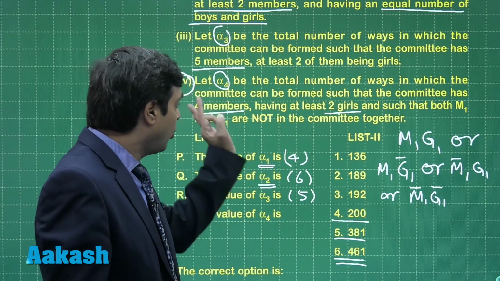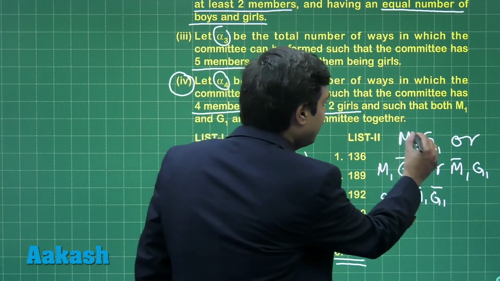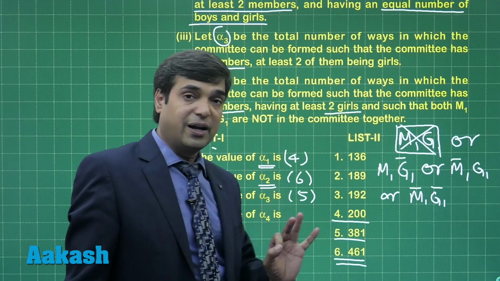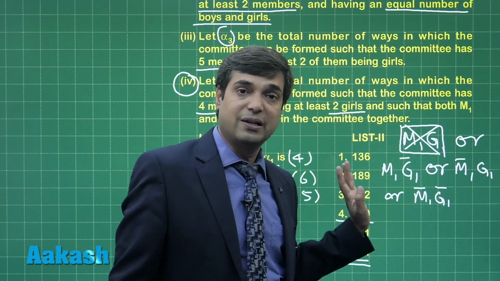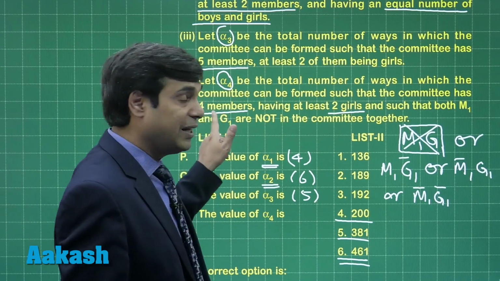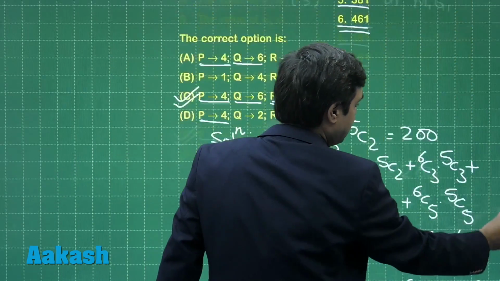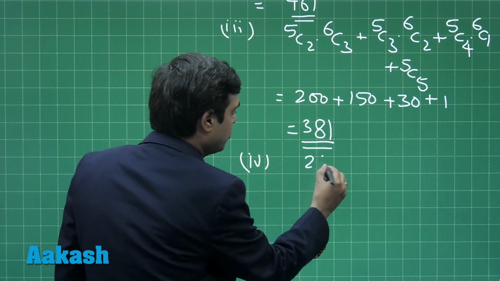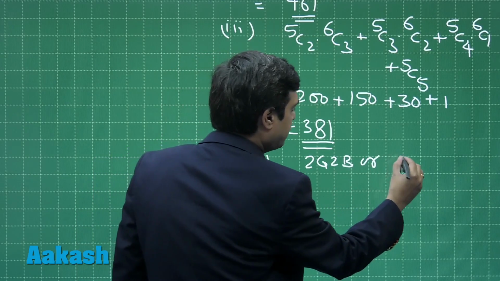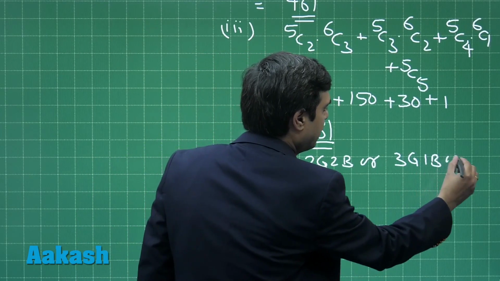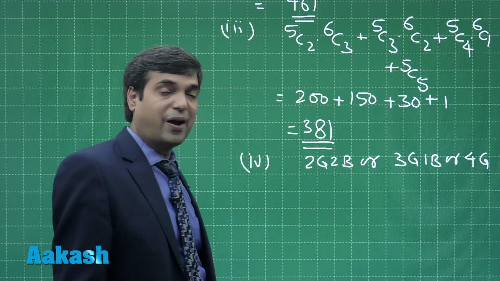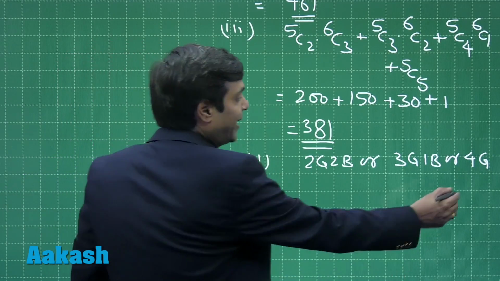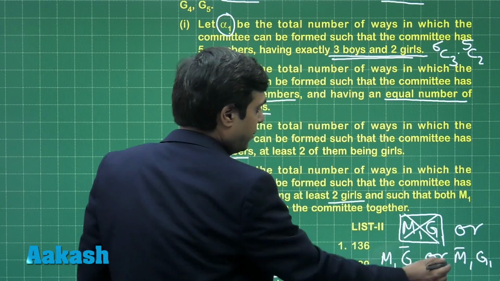Now, the question says both should not be there together, meaning this is not the required case. So, we have these 3 cases. What we can do is total minus this particular case. If I have to form a committee of 4 members with at least 2 girls, what we can do is 2 girls, 2 boys, 3 girls, 1 boy, 4 girls, right. Now, in each case just find out the total ways minus when both are together. So, that will give you the required result.